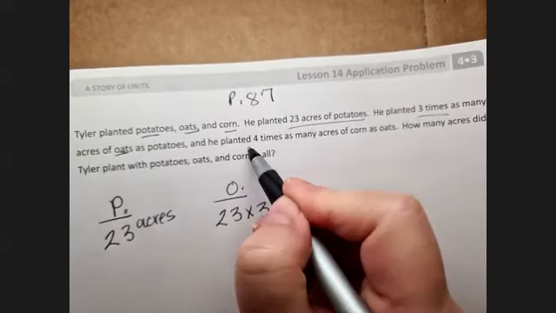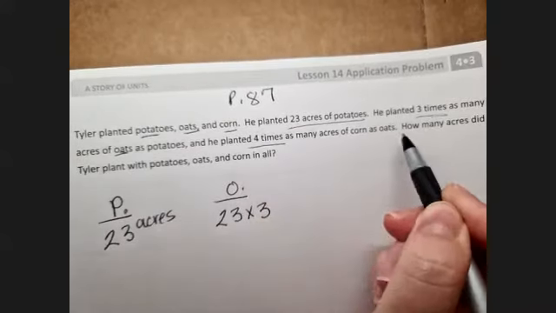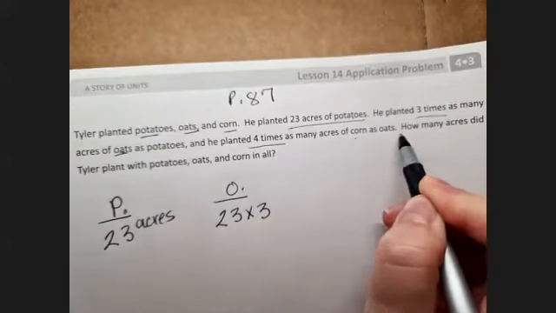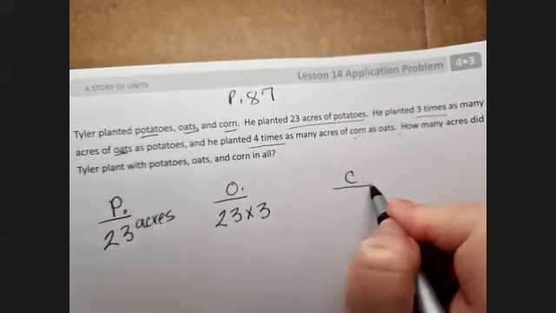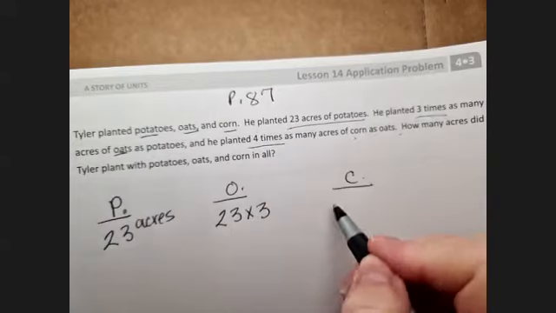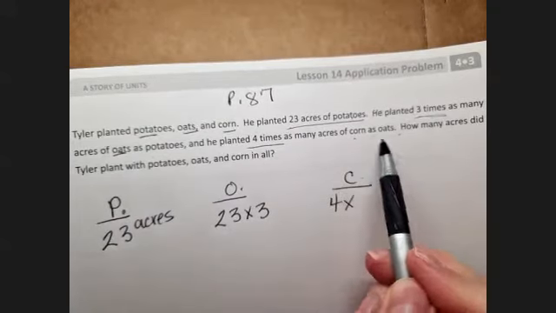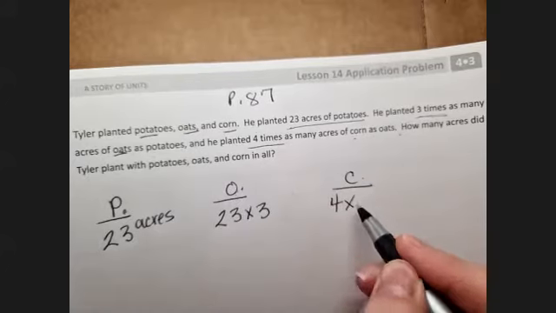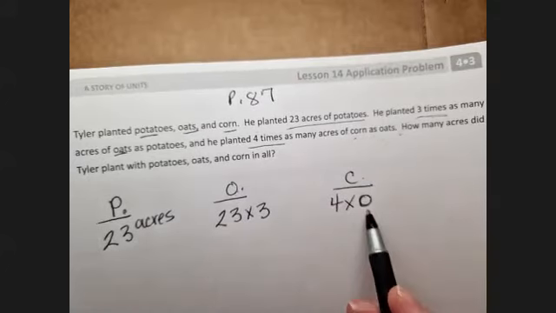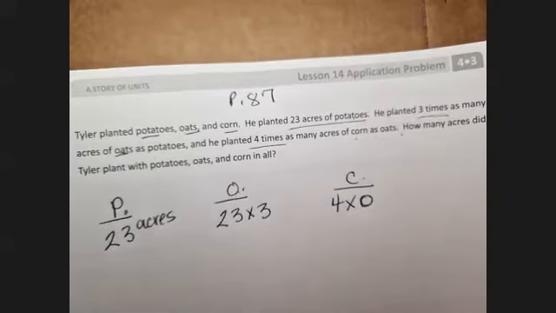And he planted 4 times as many acres of corn as oats. Okay, so corn. So 4 times, I'm actually going to write that first. 4 times as many acres of corn as oats. I don't know the answer for oats yet. So I'm going to put an O for oats because I got to solve this first.